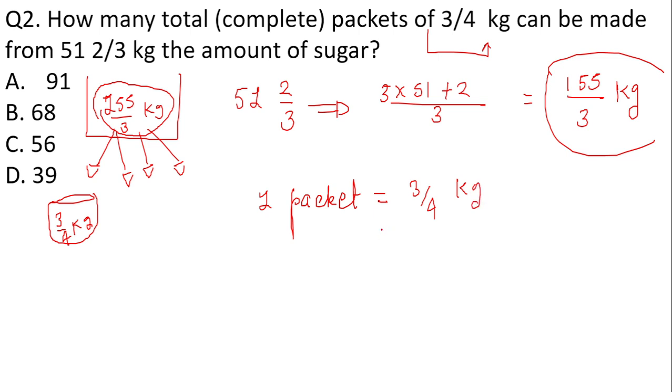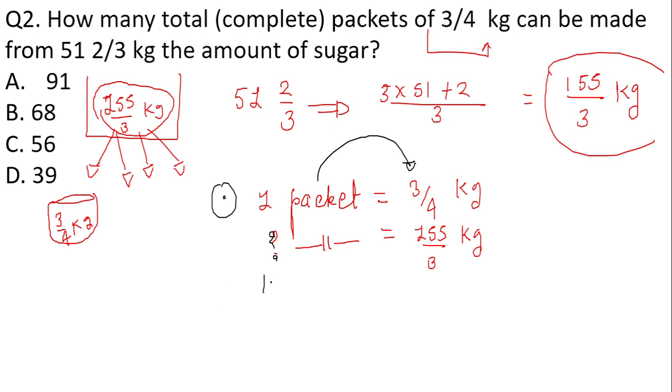So how many such packets can be derived out of 155 upon 3 kg is the question. I hope you have understood the question: in one packet we can add, for example, 3/4 kg of the sugar. So how many packets are required to fill up 155 upon 3 kg is the question.